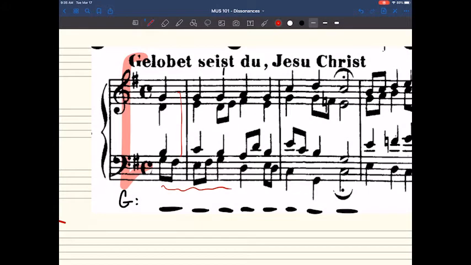Okay, so we're looking at this Bach here, and we're in the key of G, and I have these little blanks here. These blanks are just showing you the harmonic rhythm. I'm telling you where the chords are. And the process for you up to this point has been, all right, cool.